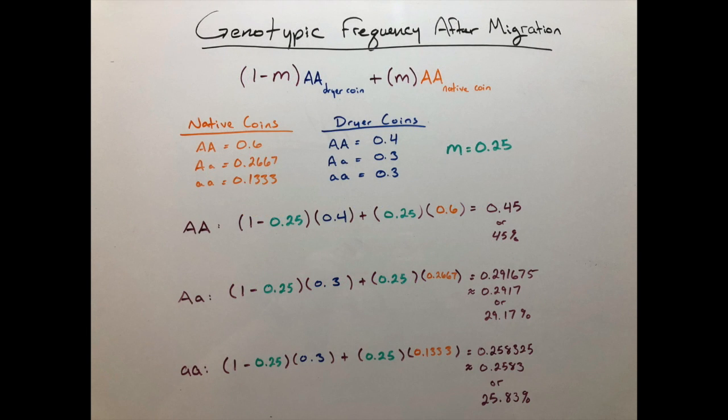But what about the new genotypic frequency? We can use the same formula to work it out for each genotype. For example, the formula for big A is shown. This is 1 minus M multiplied by the dryer coin big A frequency of 0.4, which is then added to M multiplied by the native coin big A frequency of 0.6, resulting in 0.45 or 45%. This is repeated for the remaining genotypes.